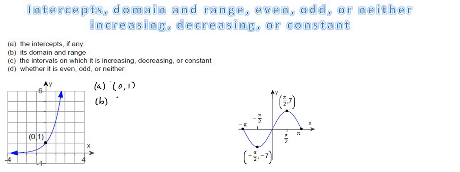And B, domain and range. Okay, how to find the domain? The domain is always about x values. Okay, x values. So we would like to draw an arrow from left to right. That means x goes from left to right, and we try to find the smallest x value and the largest x value. Then we can construct the domain, right?